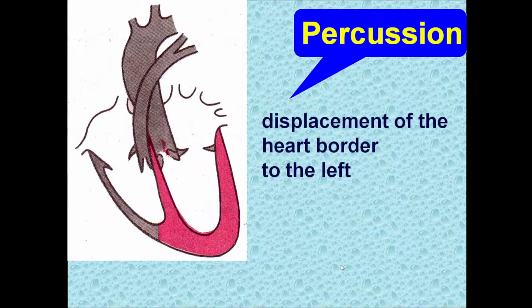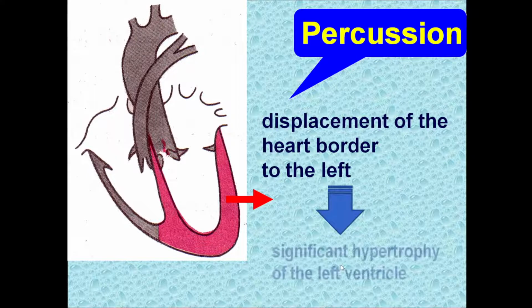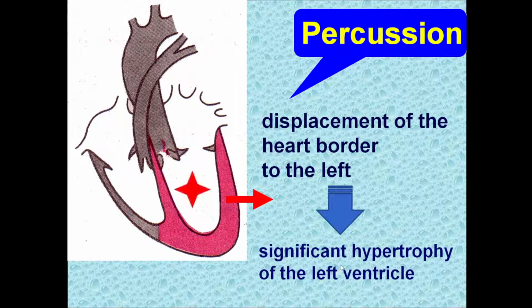On percussion, again the problem is only with the left ventricle, which will be displaced to the left. I said, sometimes significantly displaced to before the axillary line, because dilation is accompanied with hypertrophy.